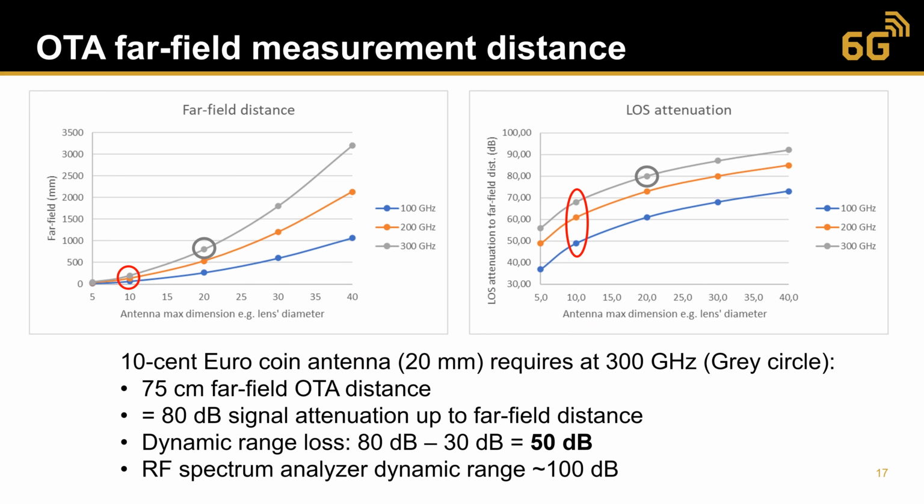If a 10 cent euro coin size antenna with 30 dB antenna gain is measured at 300 GHz, then the far field distance is 75 cm, as shown with the gray circle on the left figure. The 75 cm line of sight path loss at 300 GHz is 80 dB, and thus we are effectively losing 50 dB dynamic range at the far field distance. This example highlights that OTA measurements at 6G high frequencies will suffer from limited measurement dynamic range. This will be a challenge for coming 6G standard-based measurements, which are solely done with over-the-air methods.